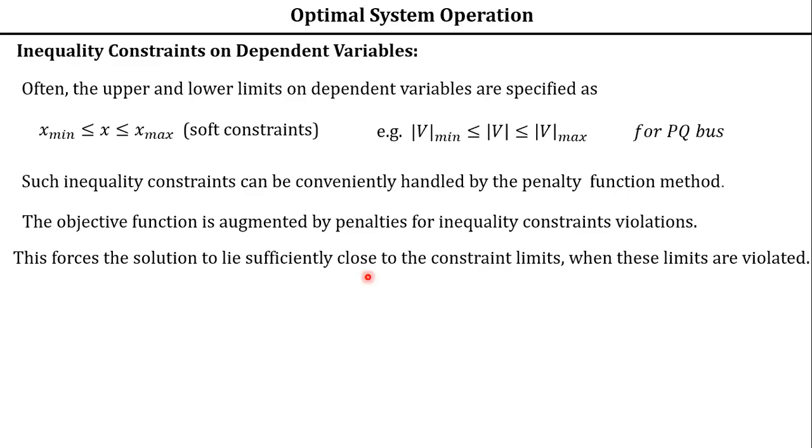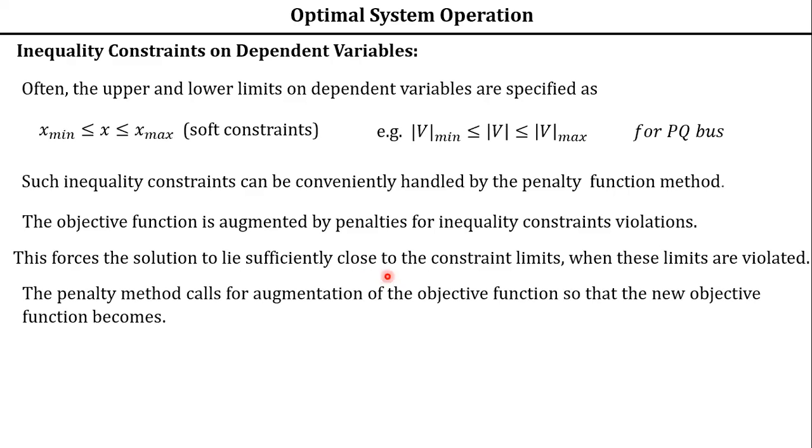If you are paying in December, then it is not close to your specified limit, isn't it? So even if you violate, that violation should be close to your limits. Understood? Even if you are deviating, that deviation must be close to your limits, either the maximum limit or the minimum limit. If a penalty is imposed, it will be close to your limits. The penalty method calls for augmentation of the objective function so that the new objective function becomes, as we have discussed. Now, whenever it violates, the objective function will change.